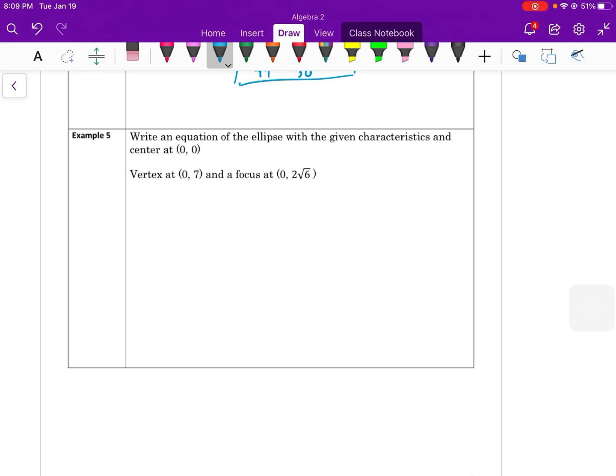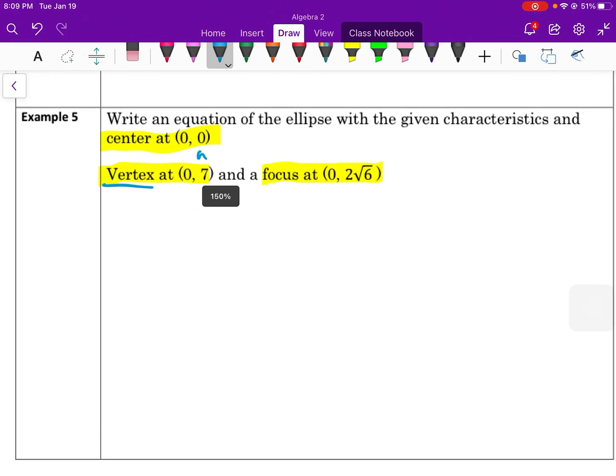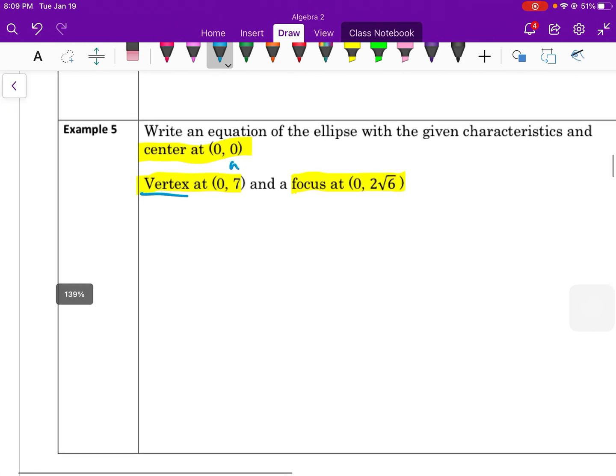And finally, we're going to write an equation of the ellipse with the given characteristics and center at 0, 0. The vertex is at 0, 7, and a focus at 0, 2 radical 6. Center's at 0, 0. So now the vertex, this is the major axis, so we know this will be our a value. The focus, we have one of the foci here is at 0, 2 radical 6.